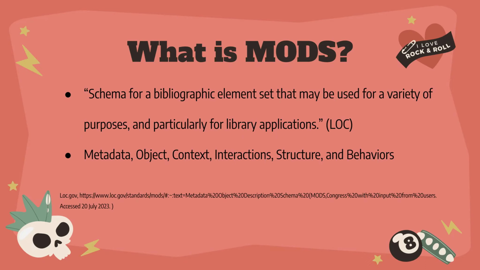MODS allows us to locate data and create human-readable data that can be easily accessed via a catalog search. It consists of 6 unique components, which are metadata, object, context, interactions, structure, and behaviors. We will delve into each component on the following slides.